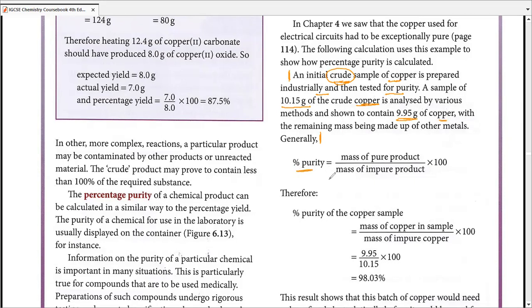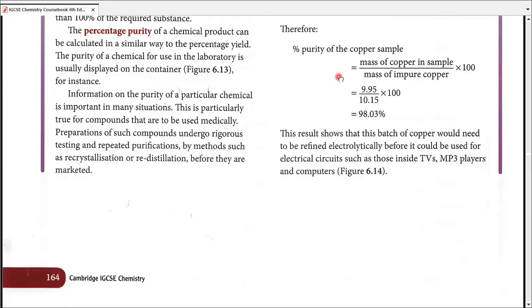So how do we take the percentage purity? Pure mass up top in the numerator, impure mass down in the denominator, divide them, multiply by 100, you'll get your percentage. That's how easy percentage purity is. Get the point?